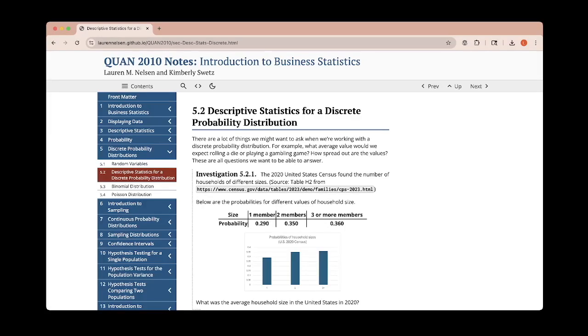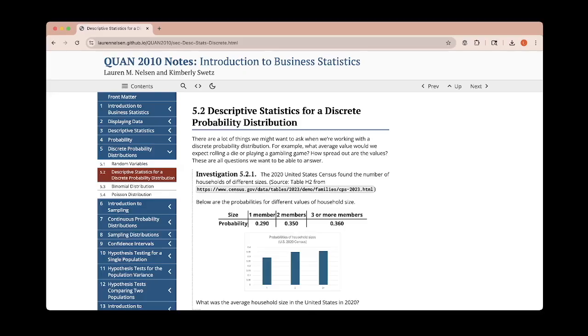We've talked about what random variables are and what discrete random variables are, but now let's talk about how we find descriptive statistics for a discrete probability distribution. So how do we do things like find the average value? And there are a lot of things we might want to ask when we're working with a discrete probability distribution.